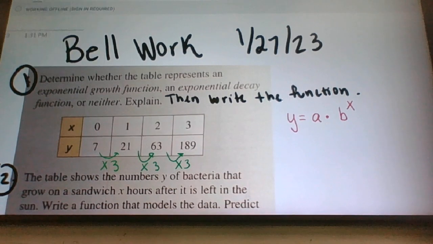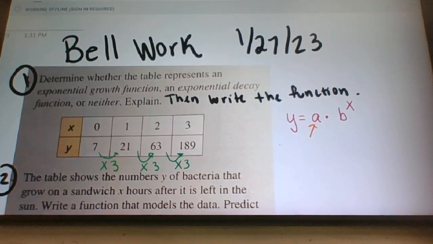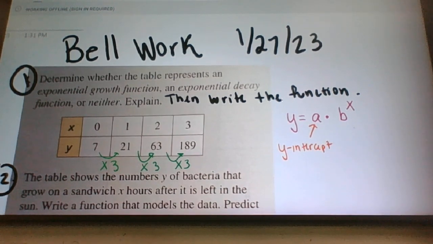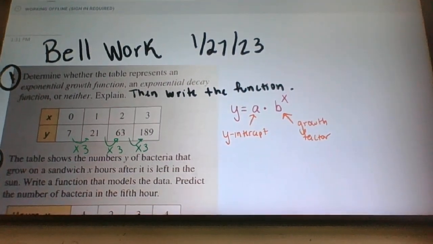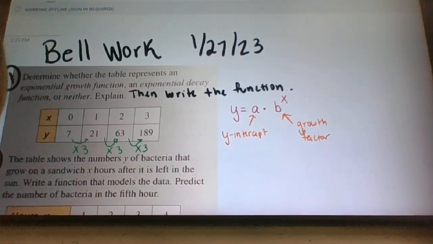Does anybody remember what the a represents? The y-intercept. And b represents the growth factor. Yeah, that's pretty much what we covered at the end of class yesterday. So to answer this question, I would say that this is an exponential growth function.